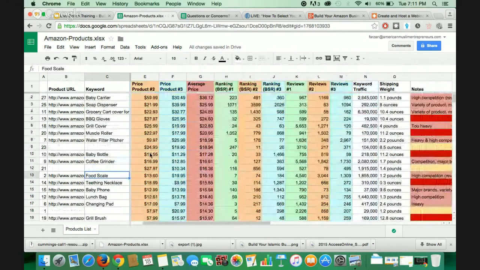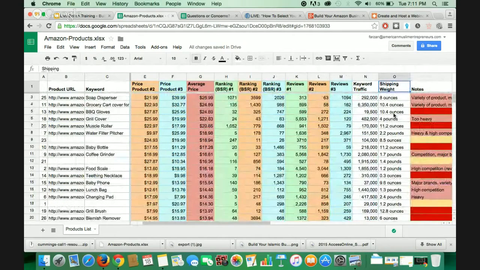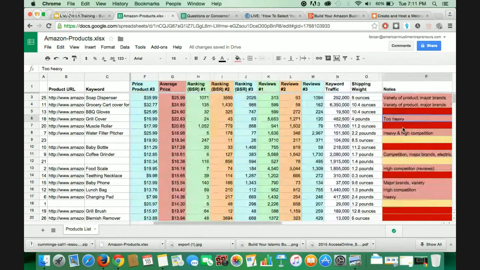So the first thing I did was I looked at the weight, because the weight is an easy one to filter out based on. So for example, this product is 4 pounds, right? If we're looking at row 6, it's 4 pounds. The comment I put here is that it's too heavy, right? So immediately I took that one out.